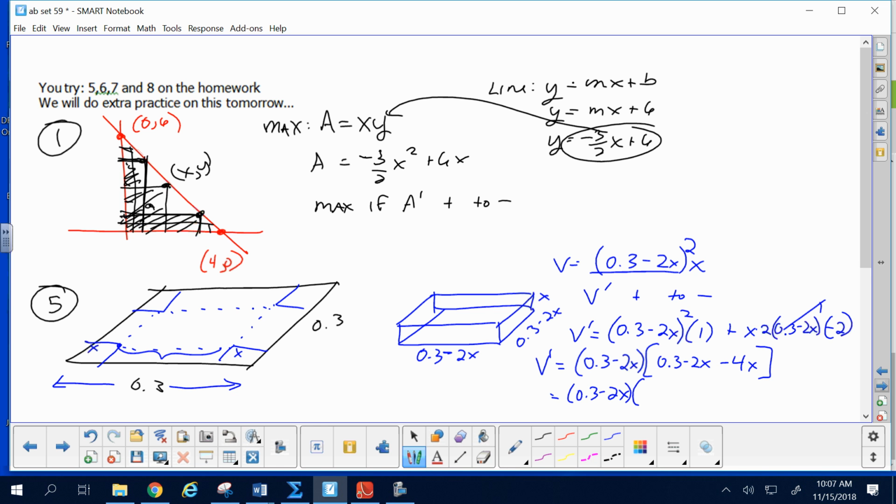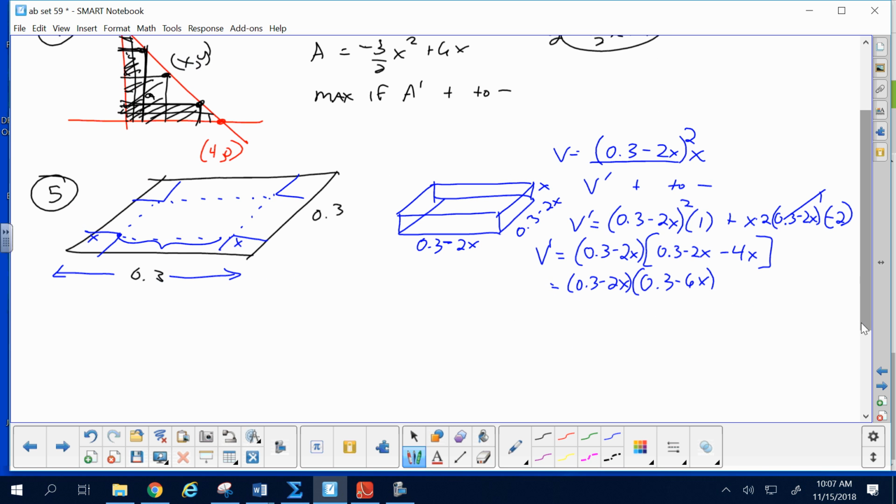We don't need a calculator for this. What the heck? 0.3 minus 6x then. This is going to have critical numbers where the derivative is 0 or undefined. So 0.3 minus 2x is 0. Then x would have to be 0.3 over 2 or 0.15. Okay? If 0.3 minus 6x equals 0, then x would have to be 0.3 divided by 6, or 3 divided by 60, or 1/20th, or 0.05.